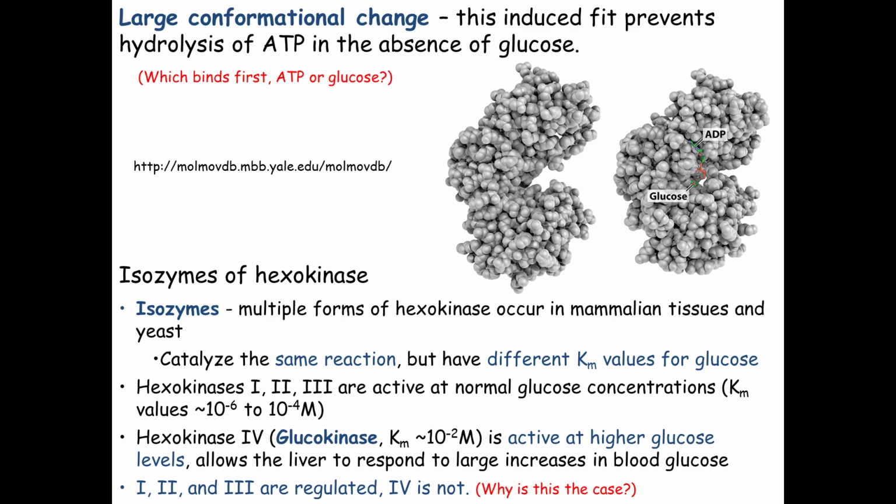So hexokinases 1, 2, and 3 are sort of regulated, and we'll talk about regulation at the end. But glucokinase, or hexokinase 4, is not regulated at all. The reason is it's sort of self-regulating. It's only really active in the presence of large concentrations of glucose, so that's the only time we need it. So it kind of turns itself off because it's just not so active in lower concentrations.